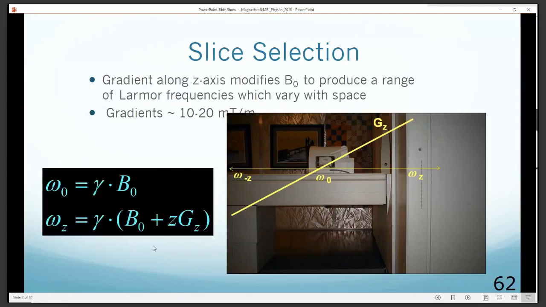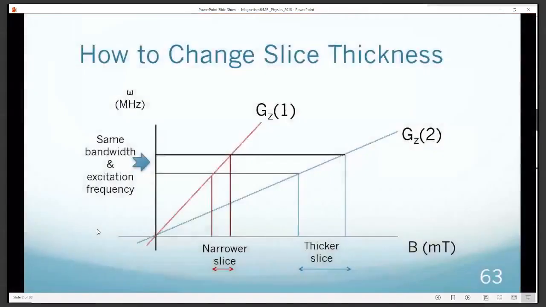And so this equation down on the left shows the resonant frequency equals the gyromagnetic ratio times the magnetic field strength plus the z position times the gradient strength. So you can vary the position of your signal by varying the applied resonant frequency. So if you want to change the slice thickness, you're applying, in this case, the same RF excitation with the same RF excitation bandwidth.